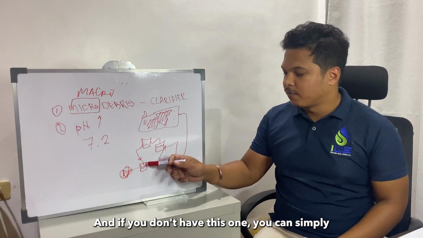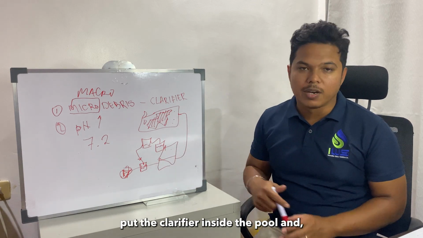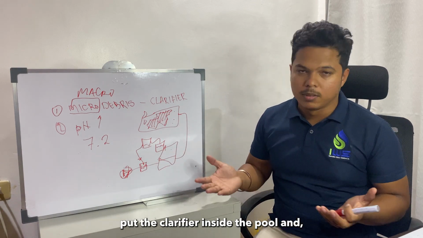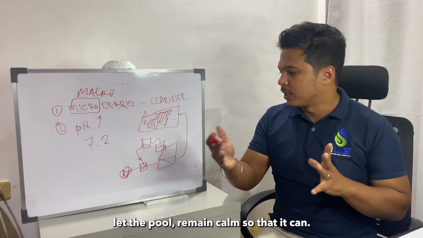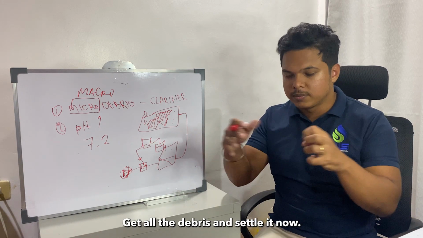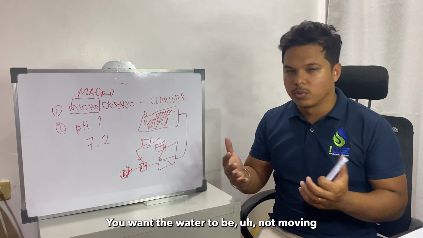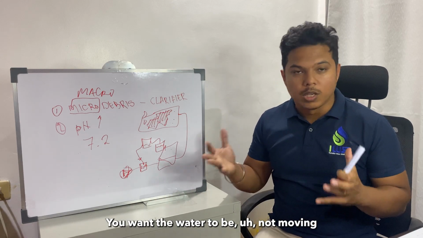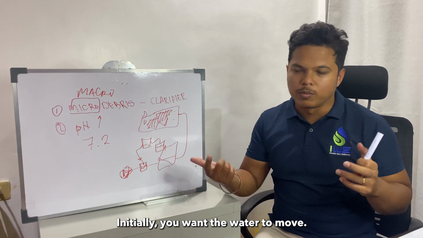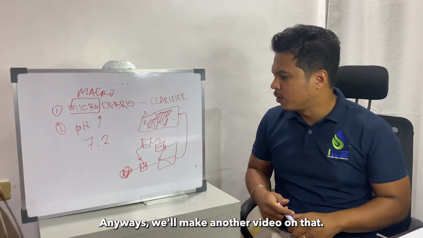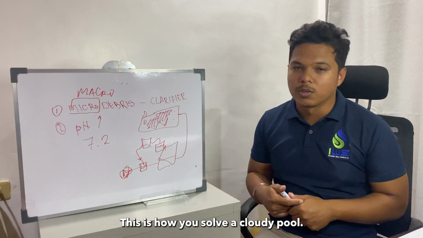If you don't have this, you can simply put the clarifier inside the pool and let the pool remain calm, so that it can gather all the debris and settle it down. You want the water to not be moving so that all the particles can settle. Initially, you want the water to be moving. Anyway, we'll make another video on that. For now, this is how you solve a cloudy pool.